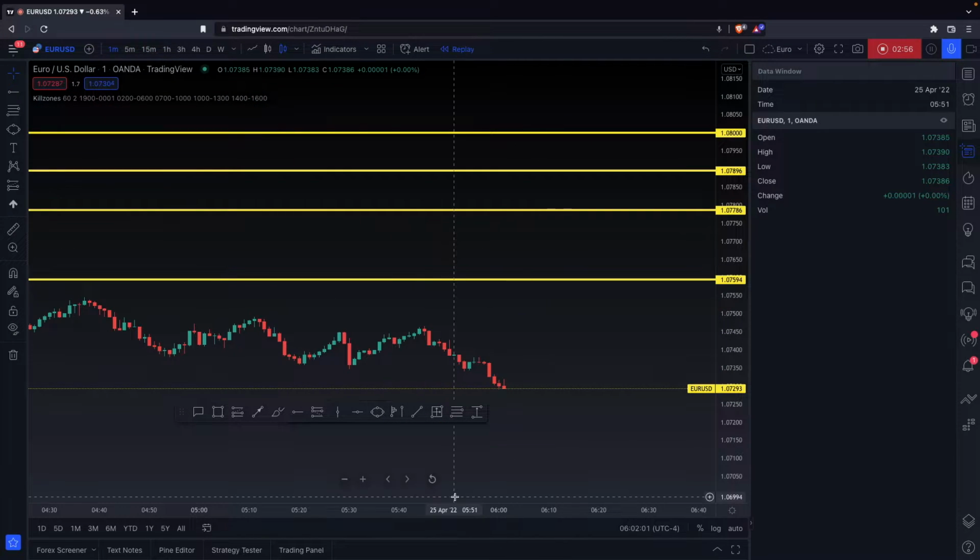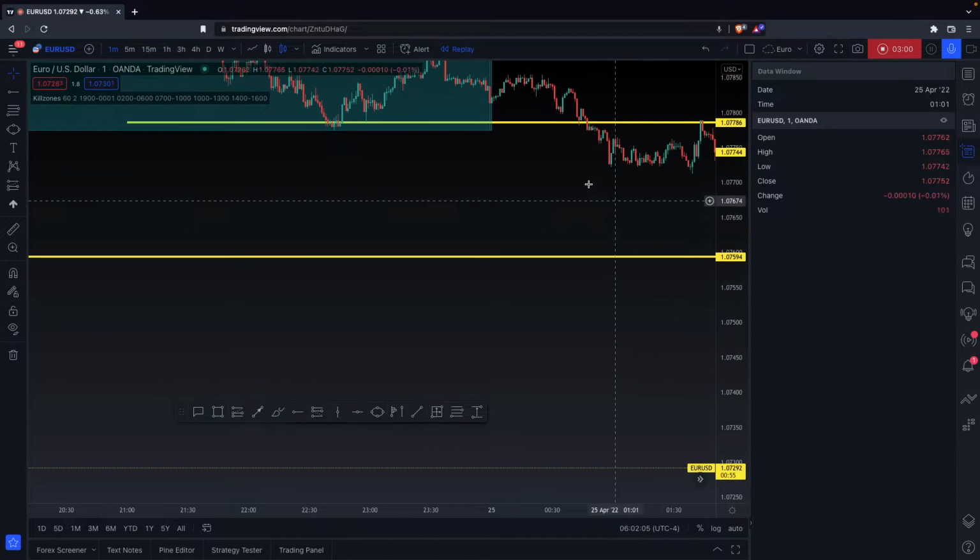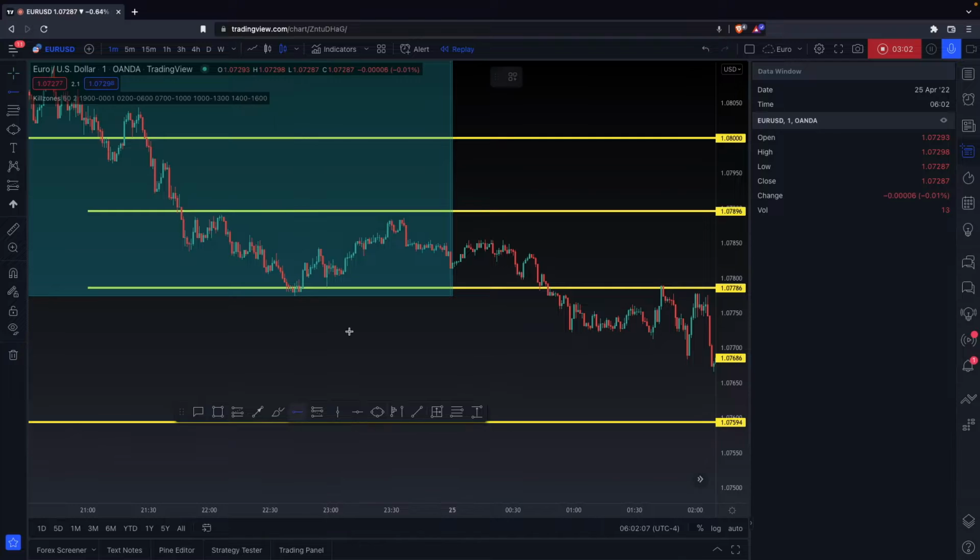And finally, what we can just look at is the idea that our opening price all the way up here. Okay. So that's the last thing I want to note. I'm going to mark that line a different color.